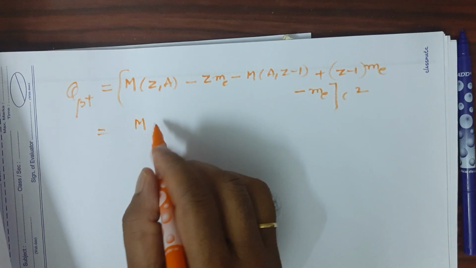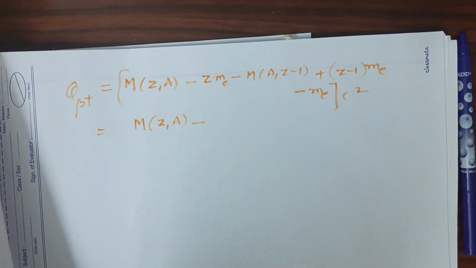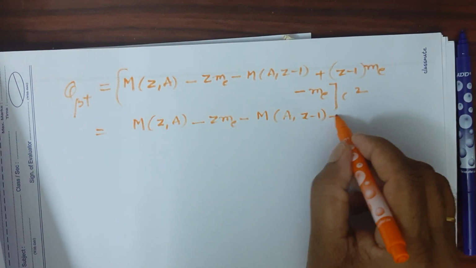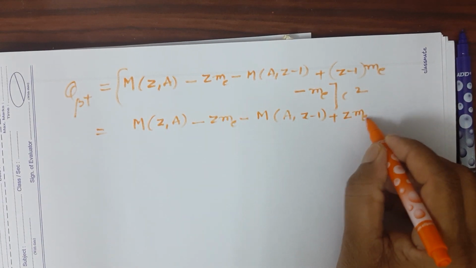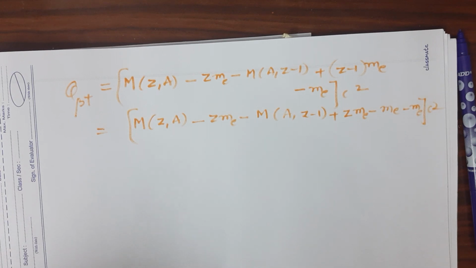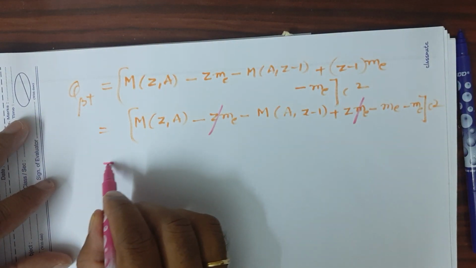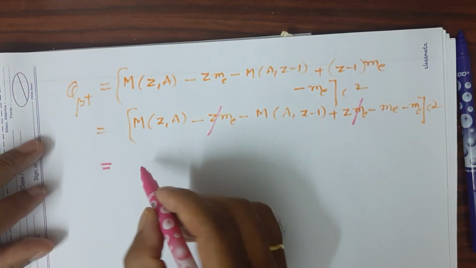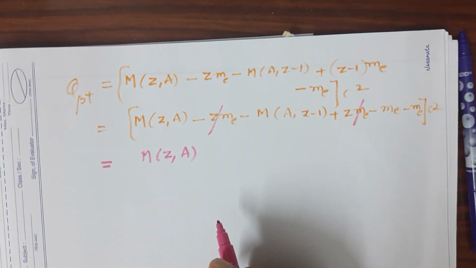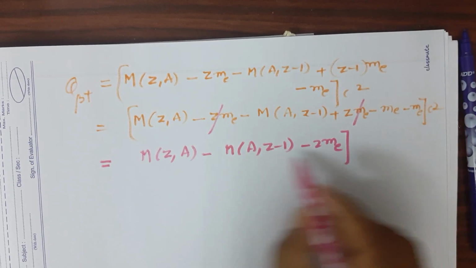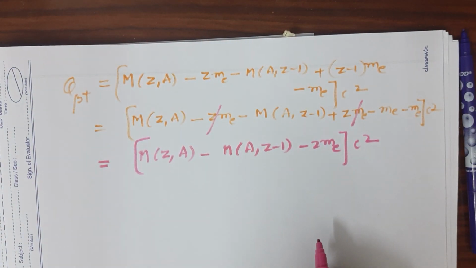So this equals the atomic mass of the initial nucleus, M of Z A minus Z Me, minus M of A Z minus 1, plus Z Me minus Me minus Me, into c squared. Then plus Z Me minus Z Me cancel. So minus into minus gets plus, and that equals M of Z A minus M of A Z minus 1 minus 2Me, into c squared.